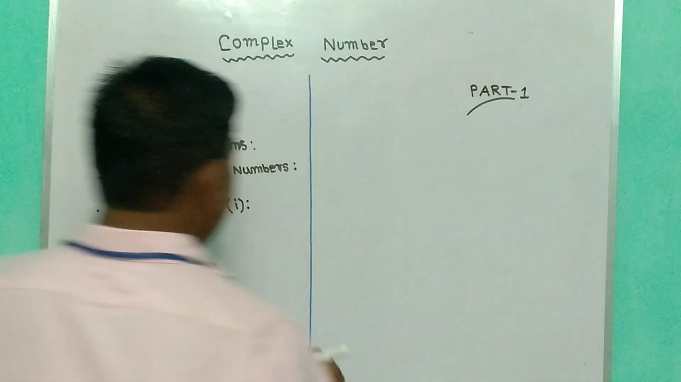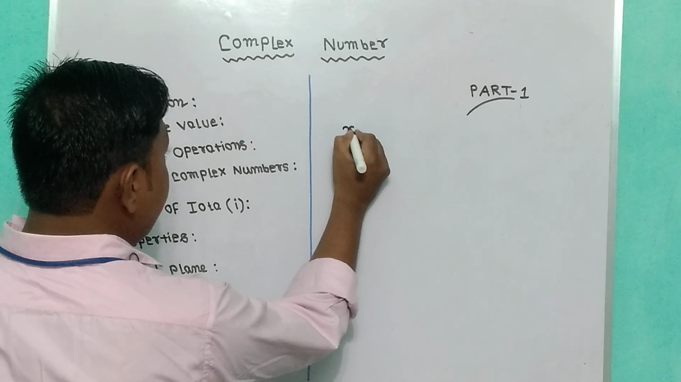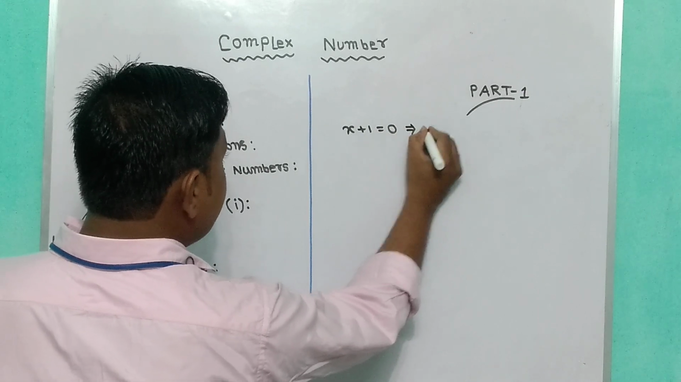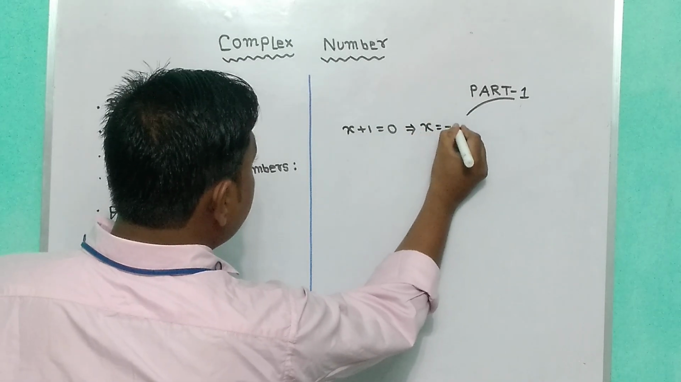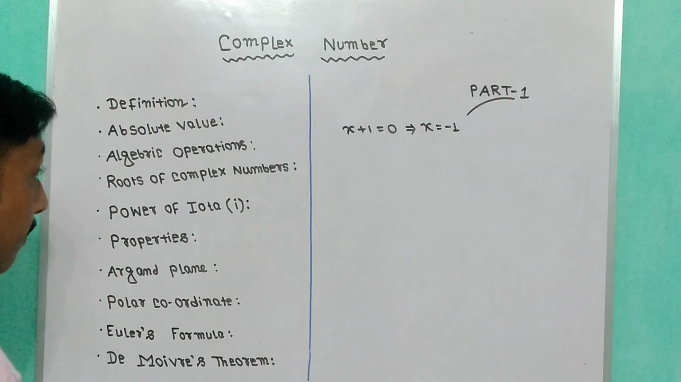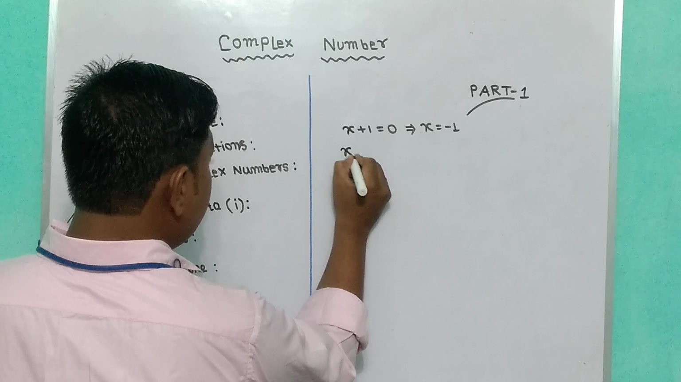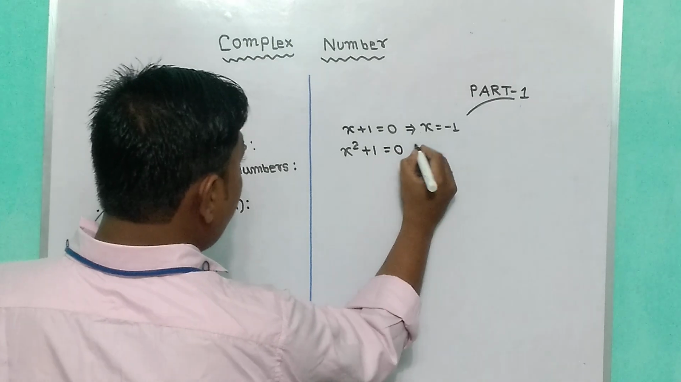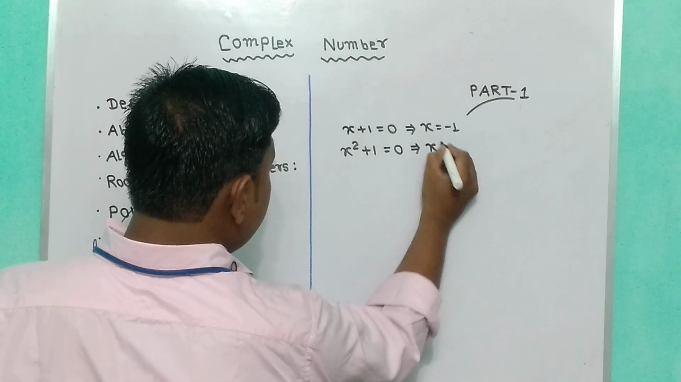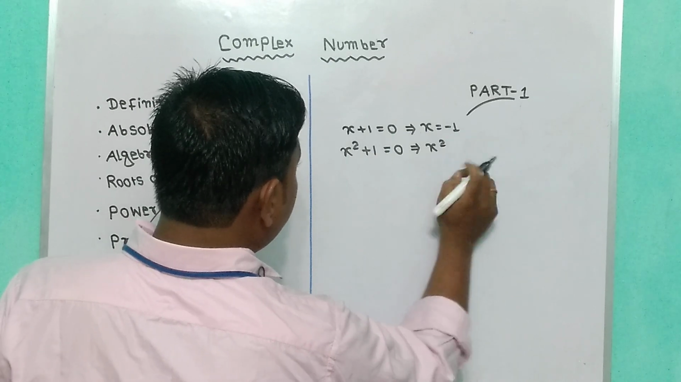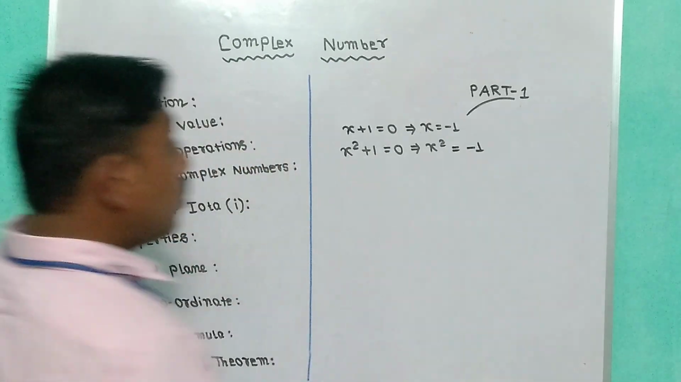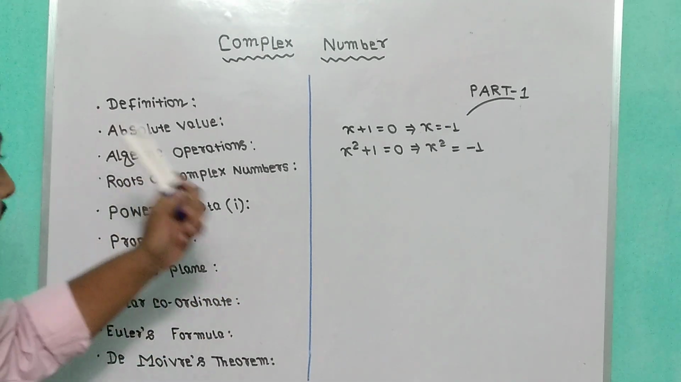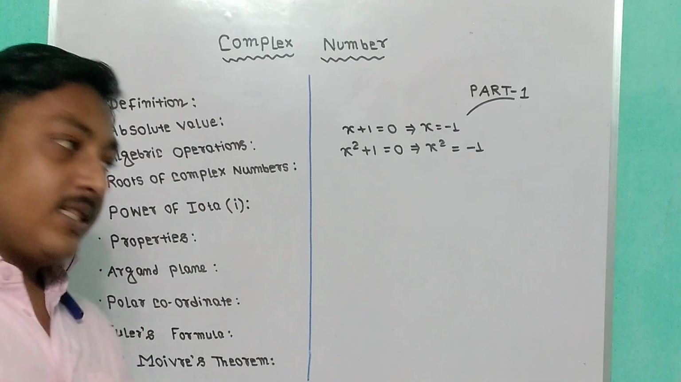So see, if we write x plus 1 equals to 0, that means we can find x equals to minus 1. Clear? But if I write x square plus 1 equals to 0, so we can write x square equals to minus 1. So we cannot evaluate the value of x here. So that's why we need to understand the complex number chapter.